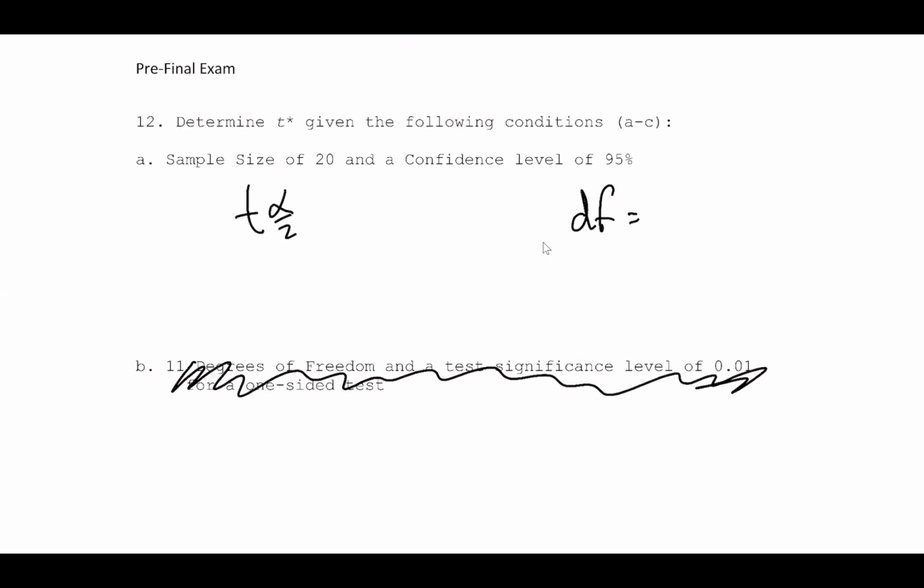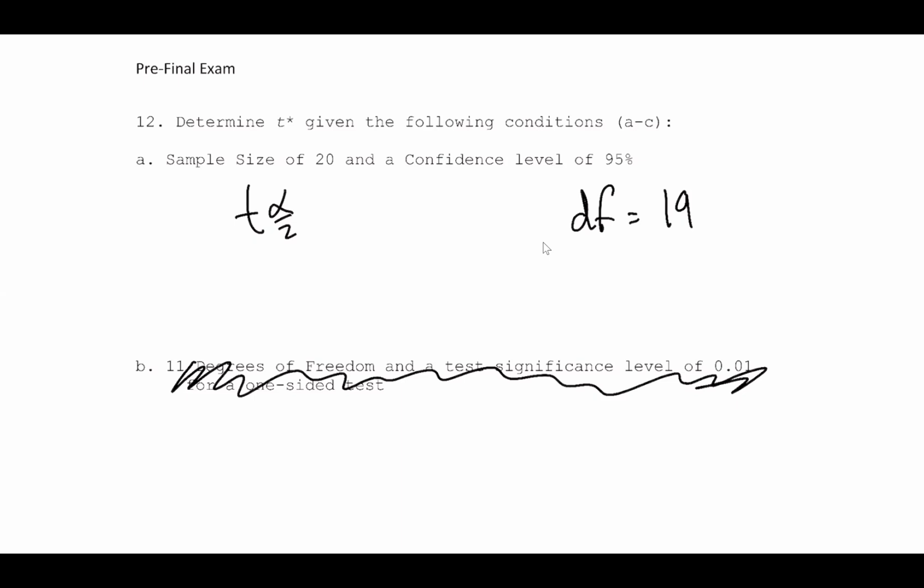All right, so for this one, we're not going to do B, but we are going to do A. So it says determine T given the following condition. So it says sample size of 20 and confidence level of 95. So we want to find T alpha divided by 2. So in order to find T alpha divided by 2, you're going to need two things. Well, the first thing you want to go ahead and do, you need to find degrees of freedom. The degrees of freedom is 19. Because if you remember how to calculate degrees of freedom, you do n minus 1. N minus 1 will be 20 minus 1, which is 19.